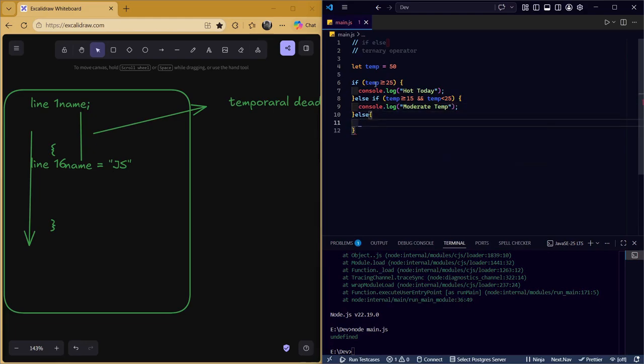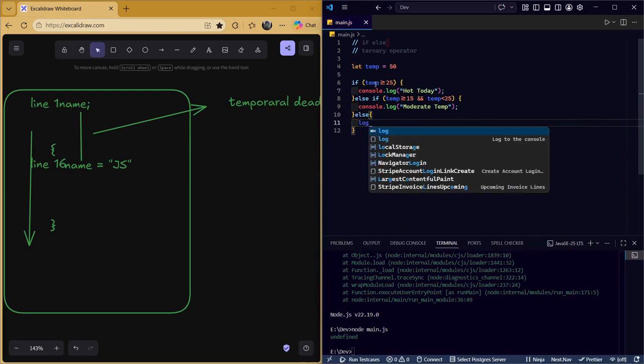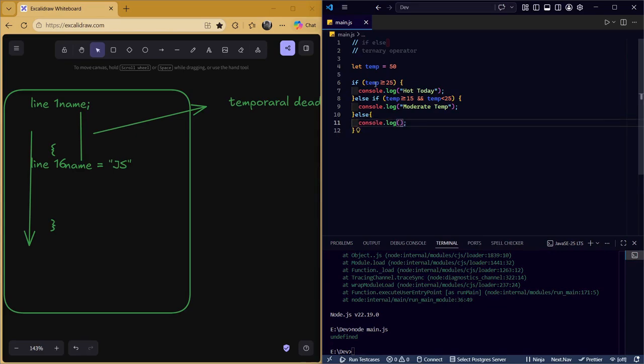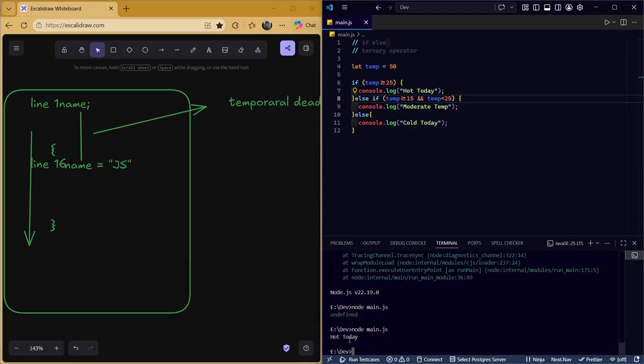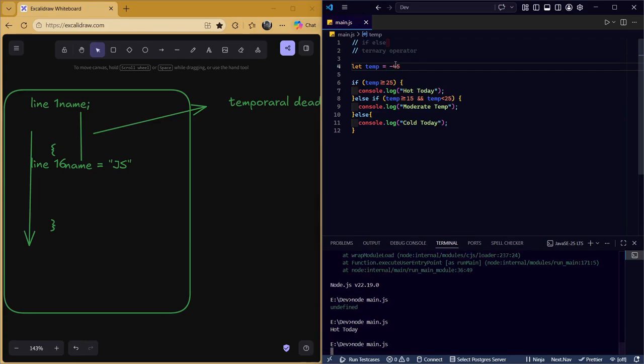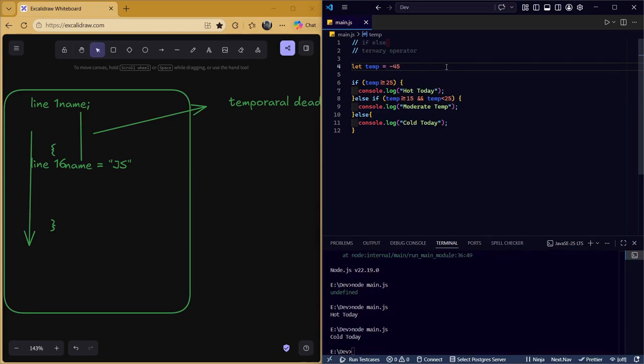And else, if the temperature is less than 15, what I have to write here is cold today. So let's run it and see what I got. I got hot today, and if I write minus 45, I got cold today.